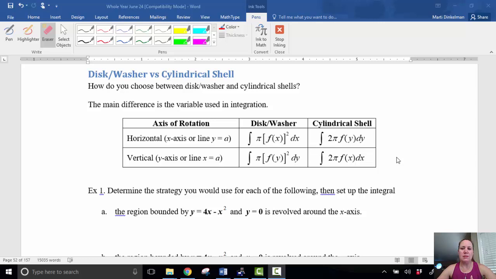So I found this table with some advice on just what they would look like. Remember, for going around, let's say the x-axis, our disc washer is going to be a dx, but our cylindrical shell would be a dy. They're opposites of each other, which is why we like them, because sometimes one way is easier than the other.